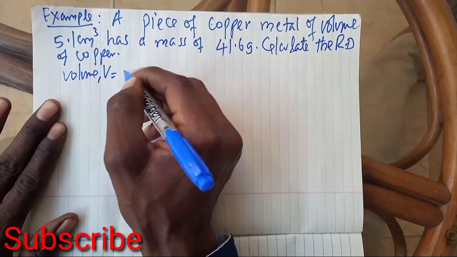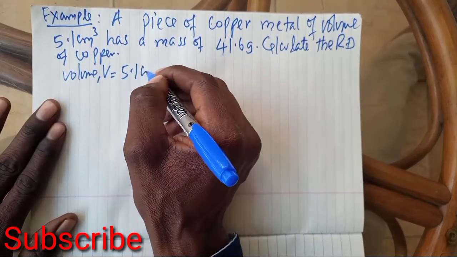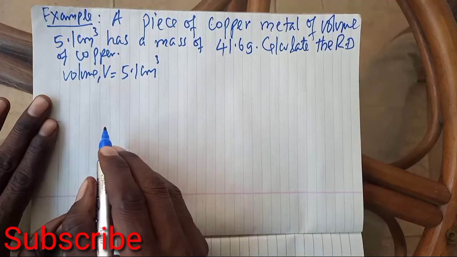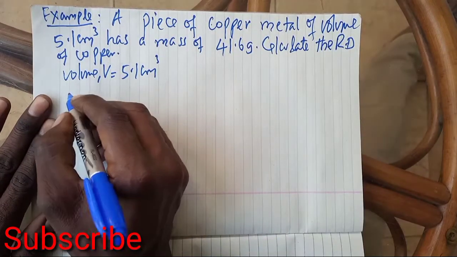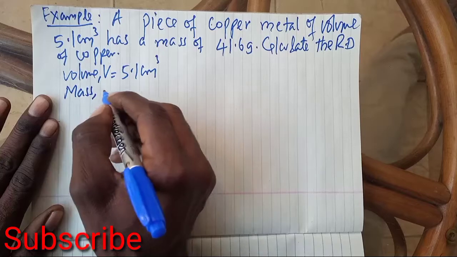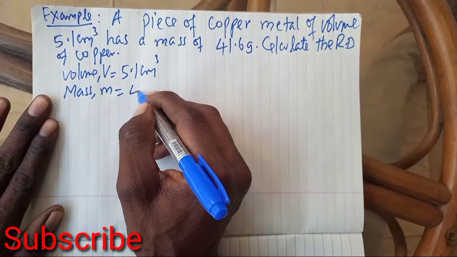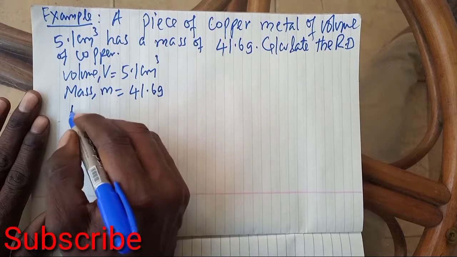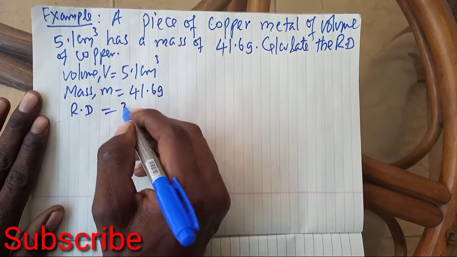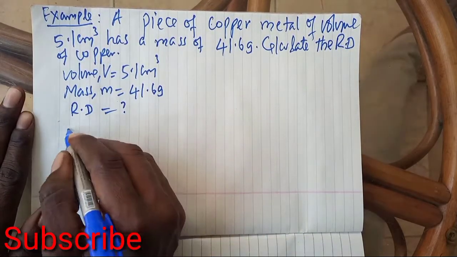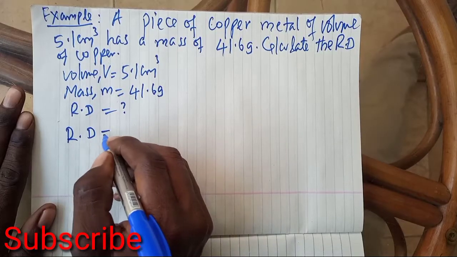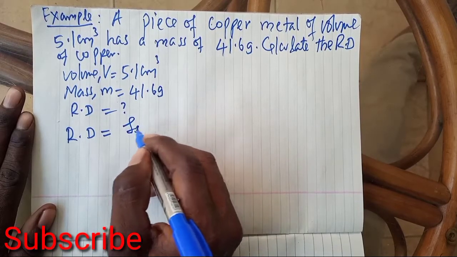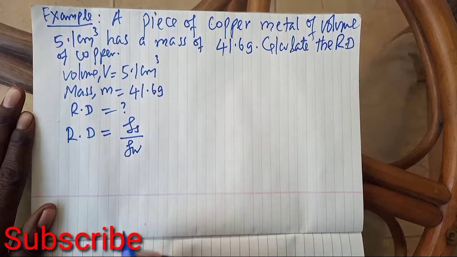That is V, which is equal to 5.1 centimeter cubic. And then we are having mass, that is M, which is equal to 41.6 gram. But the question is to determine the relative density of the substance. But remember, relative density of the substance is equal to density of substance over density of water.